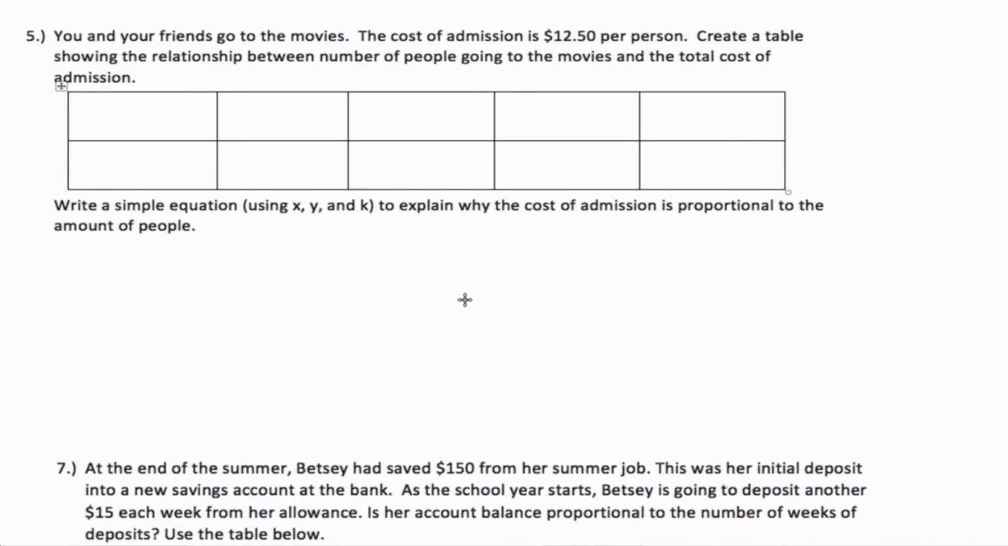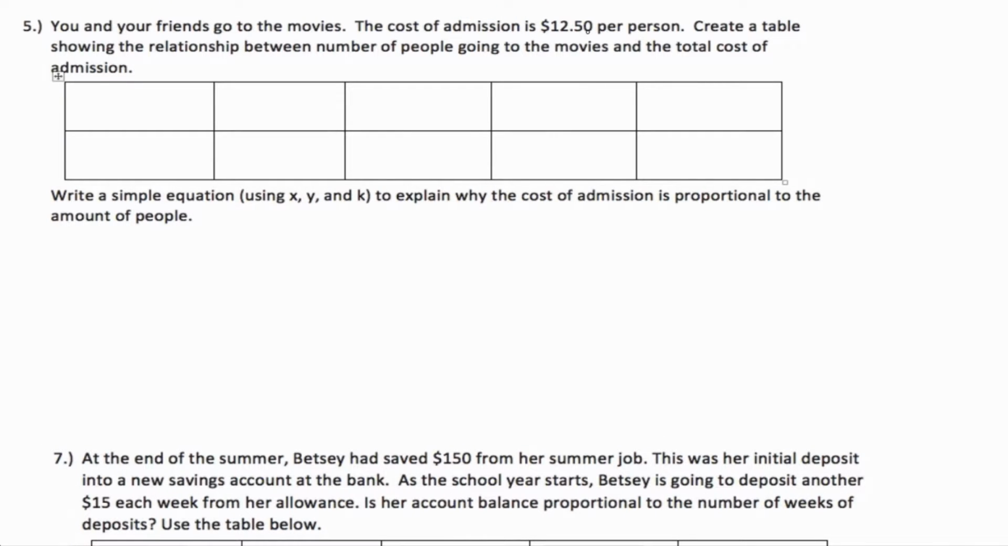All right, real quick. You and your friends go to the movies. The cost of admission is $12.50 per person. That is a ratio. It says create a table showing the relationship. So I'm just going to start out with the one that they gave me. $12.50 is money. I'll put it on top. And that's for one movie ticket, right? One person. They want us to complete the table. Sure, I'll complete the table.